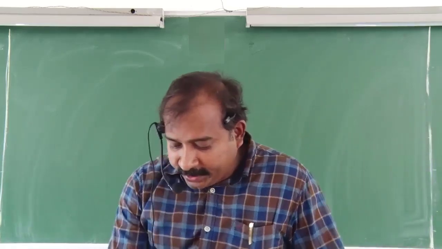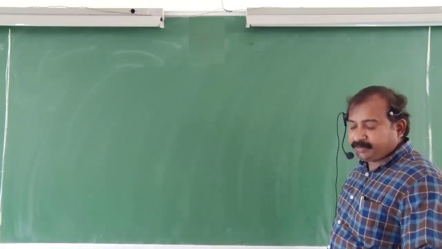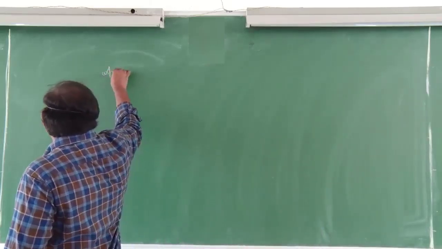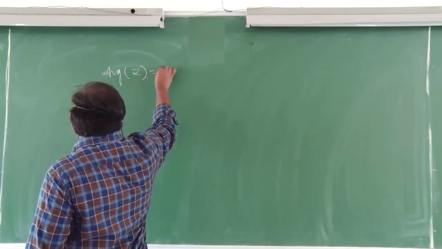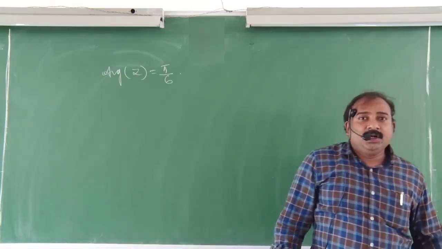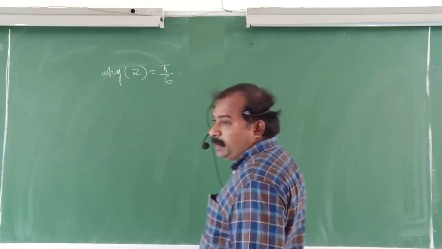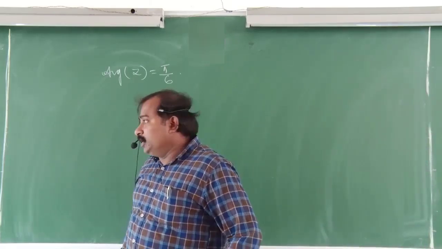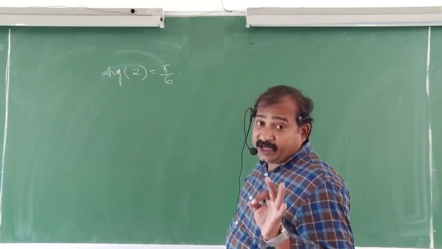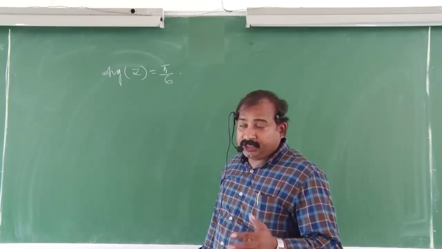Now entering into detail, for example, one complex number is given. Listen. Argument of z is equal to pi by 6. Geometrically, what does this indicate? If they give argument of z equal to pi by 6, what does that indicate? Listen here.